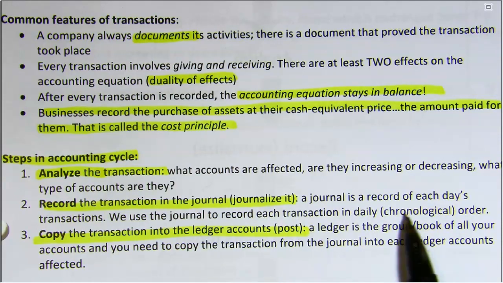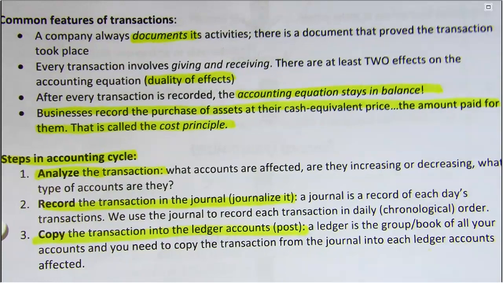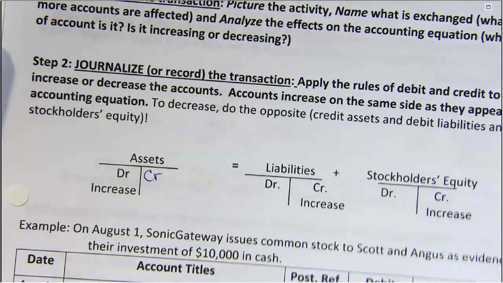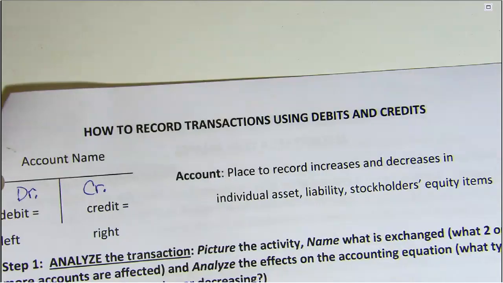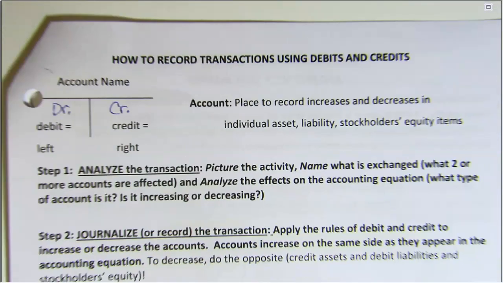And a journal is a record of each day's transactions. In other words, a chronological record of the business's transactions. And then we copy the transaction from the journal into the ledger accounts. We post or copy the information into the accounts. Now I'm going to flip over to page 3 so we can learn how to do those steps today. So now we're looking at the document that says how to record transactions using debits and credits.